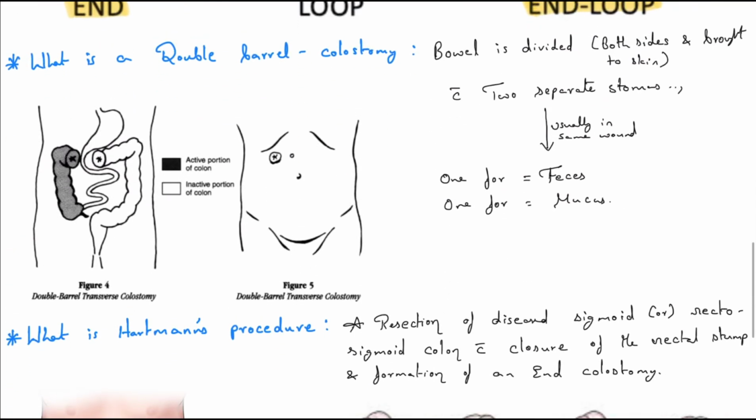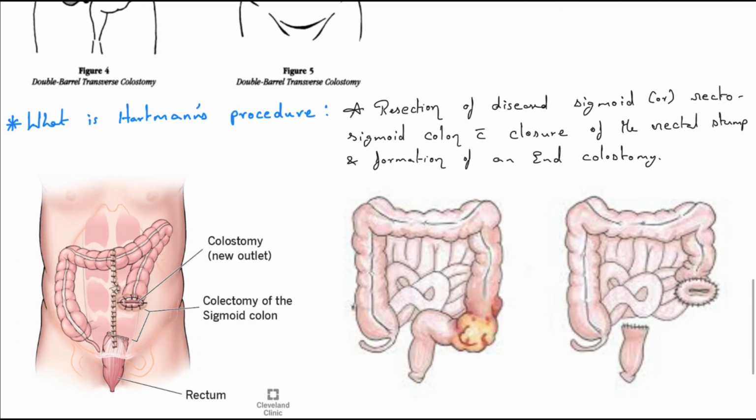Okay. So what does a double barrel colostomy mean? We can see two portions: one is the active portion of colon and another is the inactive portion of colon. The bowel is divided and brought to the skin with 2 separate stomas, usually in the same wound. We can see one for feces, one for mucus.